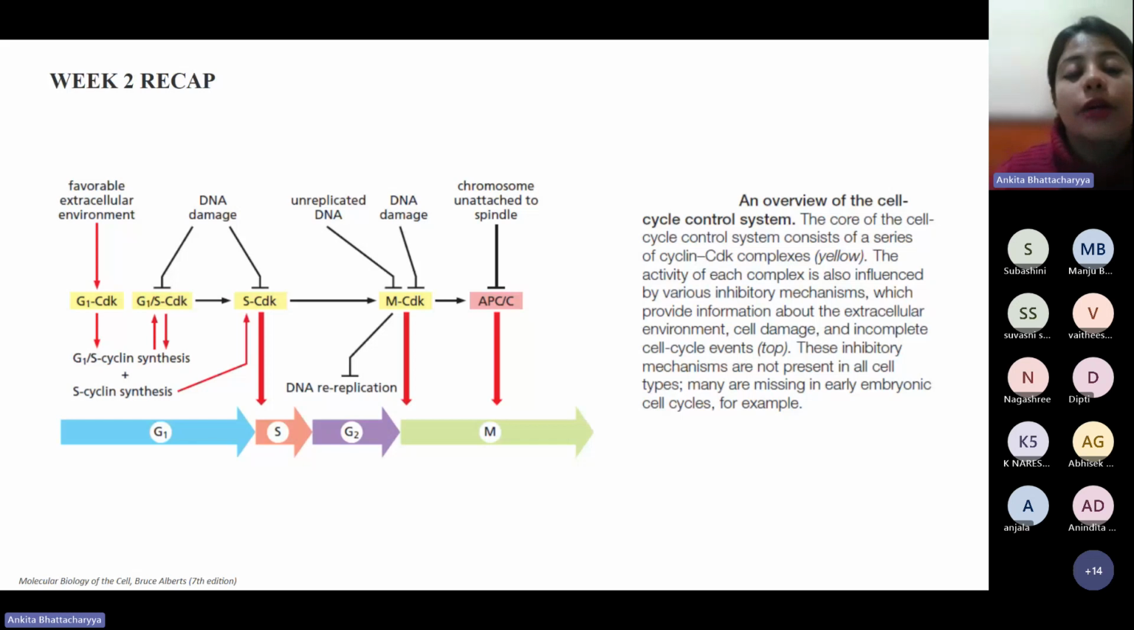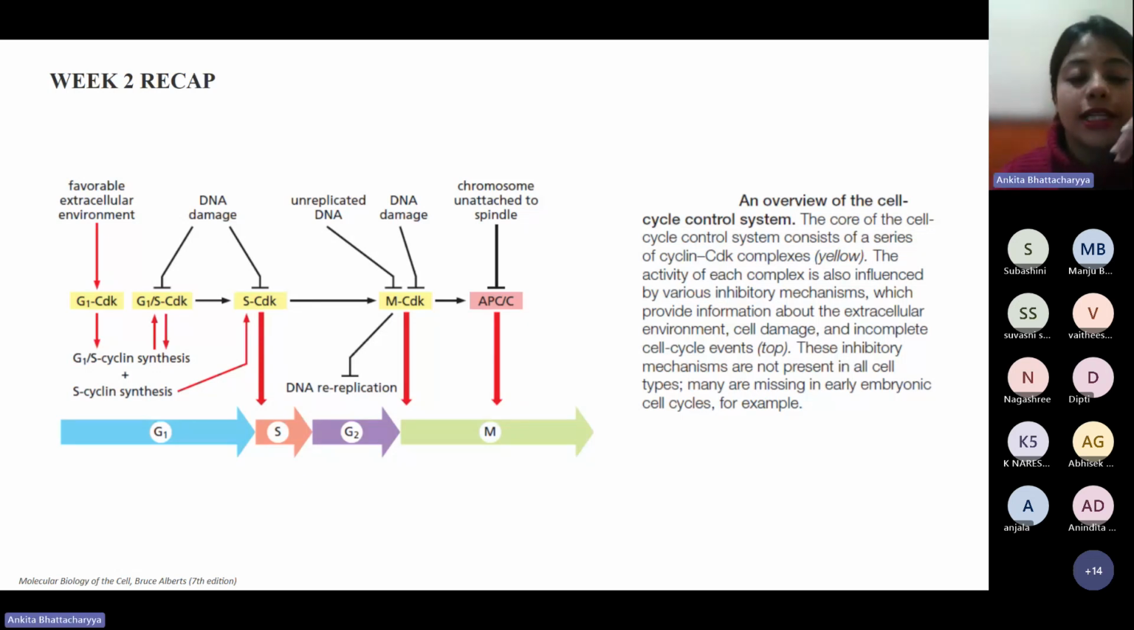What you see at the top is that when there is DNA damage, it inhibits G1/S CDK and/or S CDK to prevent a cell carrying DNA damage from proceeding further. Next, you see that only once S CDKs are stable, present and not being inhibited will the cell proceed towards the S phase, indicated in pink.